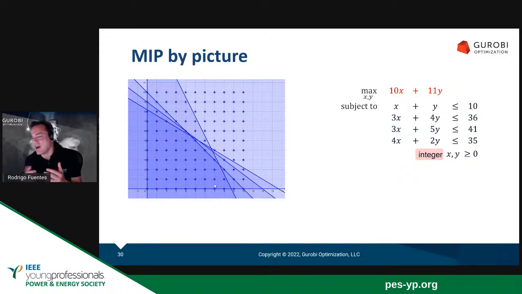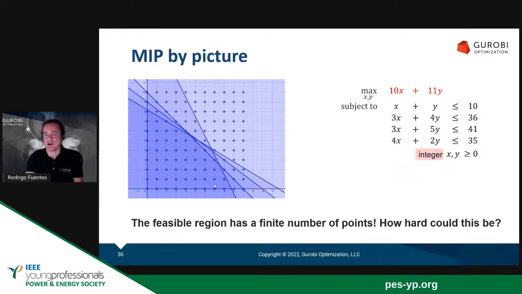So how will we do this? In this case, the problem is so small that if I took, for example, all the points that are inside the feasible region and along the boundary of that region, and I start trying one by one on the objective 10 times X plus 11 Y, I could try all of them and then keep the one that provides the highest objective function. That will be our solution. So that doesn't seem so hard, right?